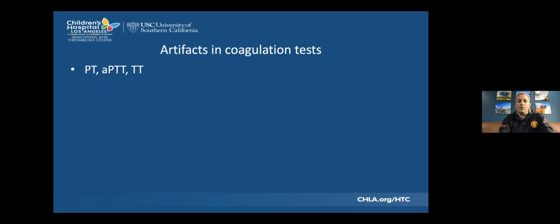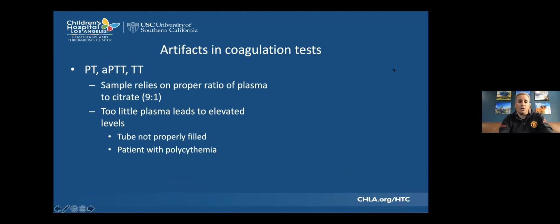So let's talk about artifacts in the coagulation test. I also threw in the thrombin time here, which I'm not really going to talk about very much, but it's a similar test to the PT, essentially just looking for fibrinogen issues. So again, I mentioned earlier, the sample relies on that proper ratio of plasma to citrate. If there's too little plasma, it could be due to a tube that's not properly filled. But again, that shouldn't happen in your institutions. But the other way you can have too little plasma, in other words, the plasma to citrate ratio is not 9:1, but maybe it's 4:1 or 3:1.